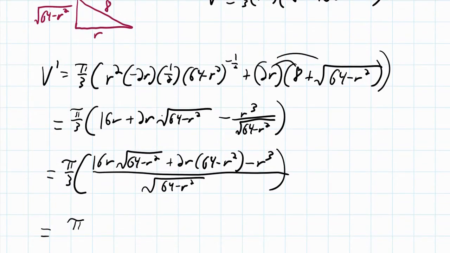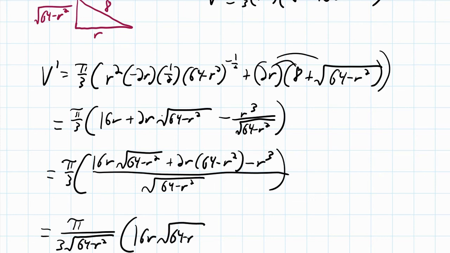And I'm going to pull out everything for now except for the root 64 minus r squared, so we can just work entirely inside the parentheses. So this is just very much a cleanup step. 16r root 64 minus r squared. We're going to distribute here 128r minus 2r cubed and then minus r cubed. So that step is a little bit tricky, but I think you get what we're doing there. So then I get 2r cubed minus r cubed.